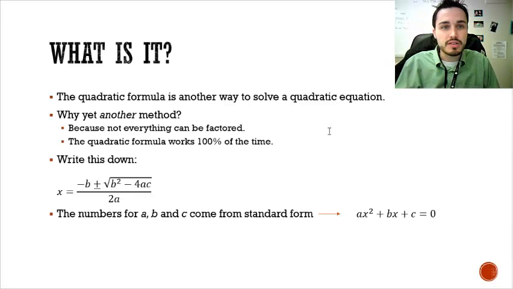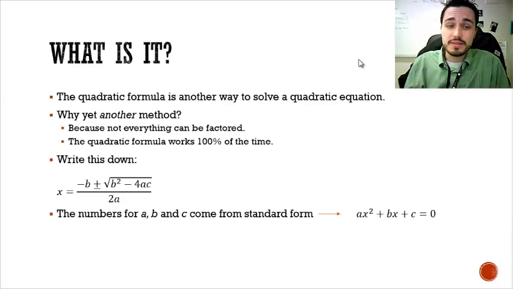There is a little song that goes with it to help remember it, and I'm going to sing it to you. It goes to the tune of Pop Goes the Weasel. So the formula is x equals negative b plus or minus the square root of b squared minus 4ac all over 2a. Stuck in your head now, isn't it?